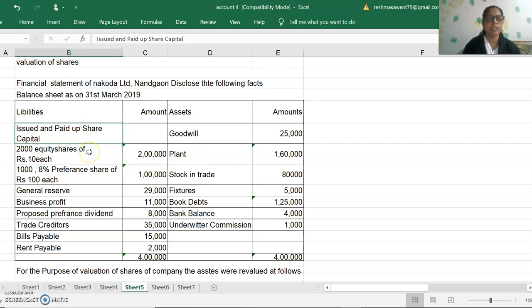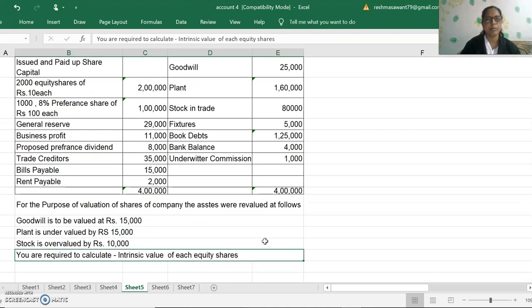2000 equity shares of rupees 10 each, rupees 2 lakh. 1008% preference shares of rupees 100 each, 1 lakh. There is general reserve, business profit, proposed preference dividend, trade creditor, bills payable, rent payable. These are your liabilities. On the asset side, goodwill 25,000, plant 1,60,000, stock in trade 80,000, fixture 5,000, book debts 1,25,000, bank balance 4,000, and underwriter commission 1,000. In this way, there is a balance sheet.